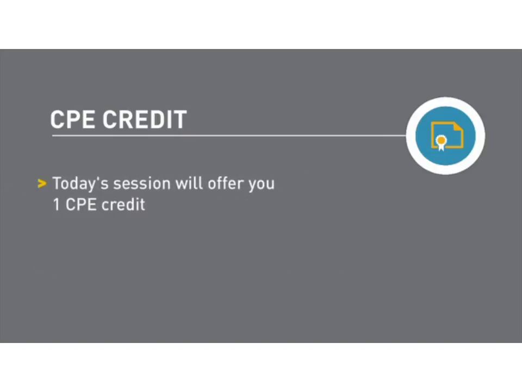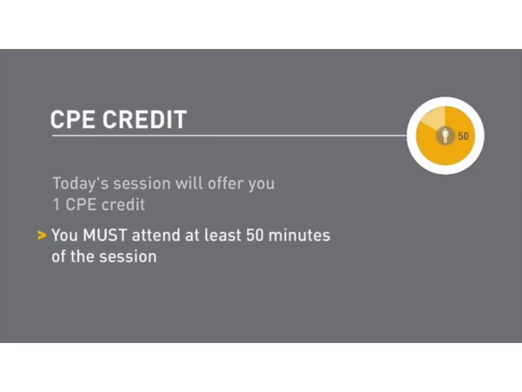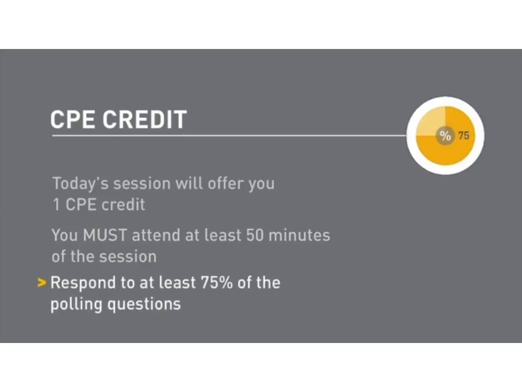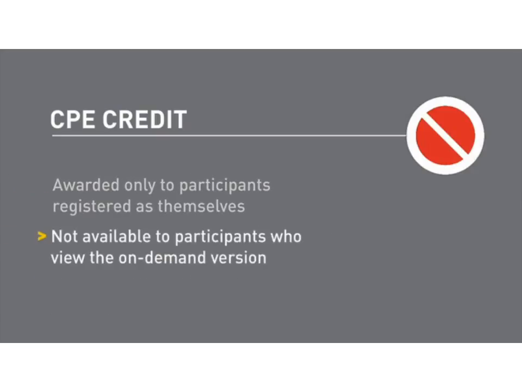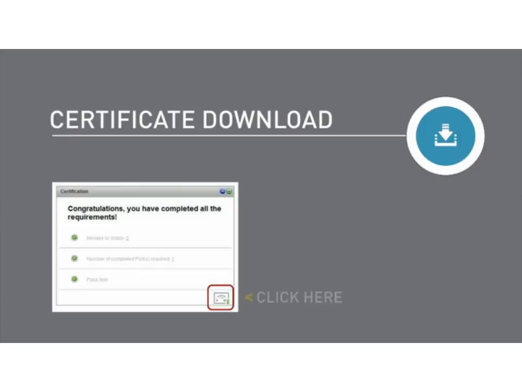Also note, today's session will offer you one CPE credit. To receive credit, you must meet the requirements as specified by the National Association of State Boards of Accountancy. You must attend at least 50 minutes of the session and respond to at least 75% of the polling questions. CPE credit can be awarded only to participants registered as themselves and is not available to participants who view the on-demand version. We'll track your progress and alert you when you've earned CPE credit. You can then click the certificate icon to open a PDF file you can save to your computer.